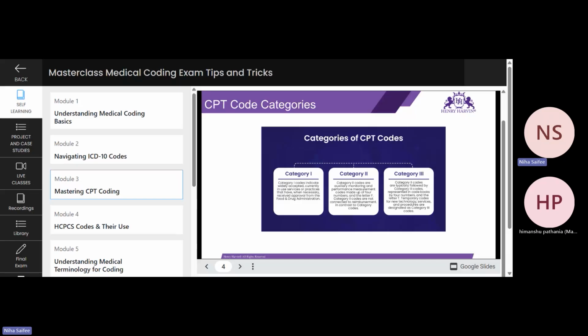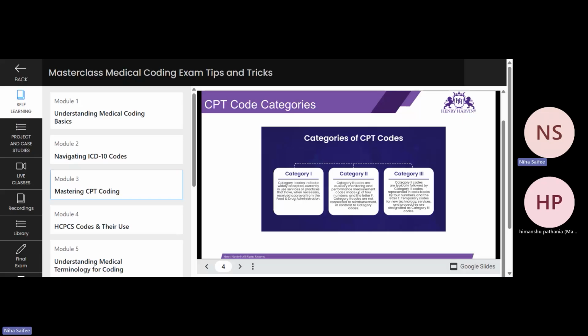Category 1 has 6 chapters. You have evaluation and management, medicine, surgery, anesthesia, radiology, and pathology. So these are the 6 different chapters you will be seeing in Category 1 of your CPT course.